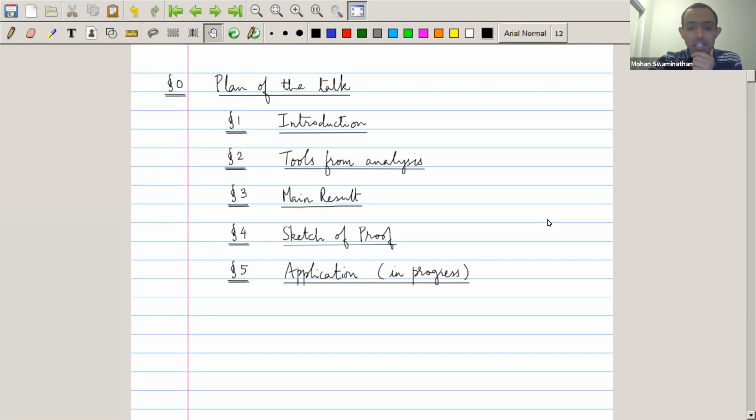Then the last section is about an application which is in progress. So this last section will have even fewer details than the previous ones, because this is very much in progress, and I have not filled in all the details.